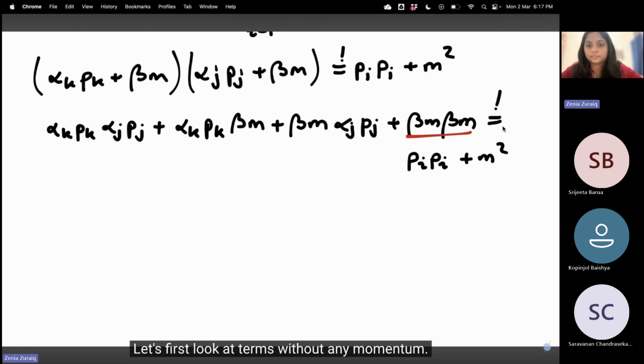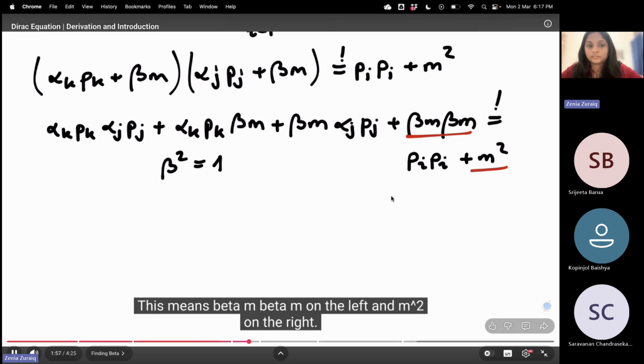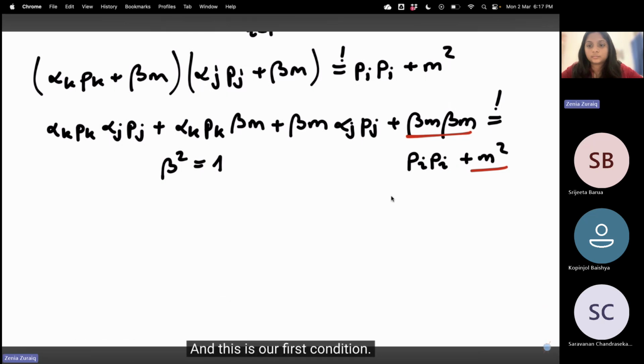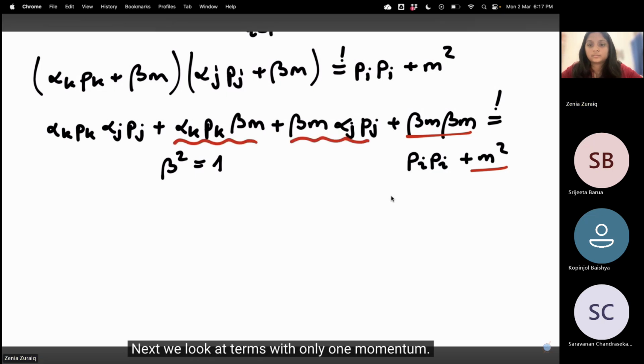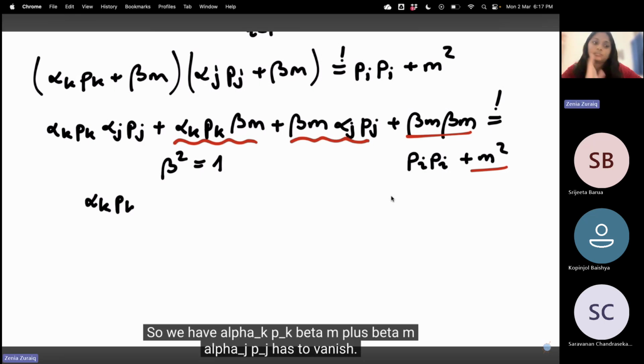Let's first look at the terms without any momentum. This means beta m on the left and m squared on the right. Beta squared should be equal to 1, and we have our first condition. Next, we look at terms with only one momentum. This means these two terms on the left and nothing on the right. So we have alpha_k p_k.